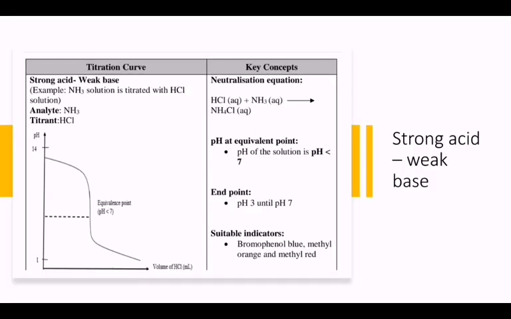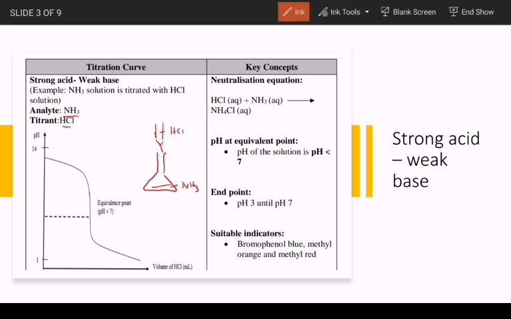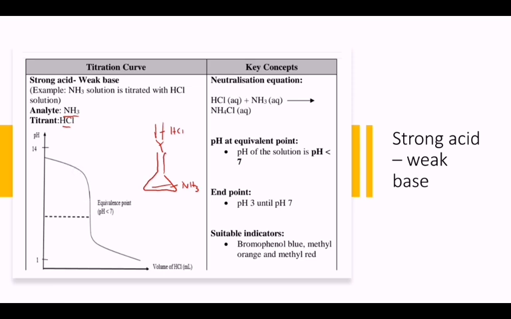Next, we go to the titration between strong acid and weak base. This is the titration curve, and in this titration, the analyte is NH3 ammonia, which is a weak base. So inside the conical flask, we have NH3 only initially. So that is why we start from pH above 7. As we add HCl from the burette, the pH will decrease until the point here where the number of mole of HCl exceed the number of mole of ammonia inside the conical flask and the solution becomes acidic.